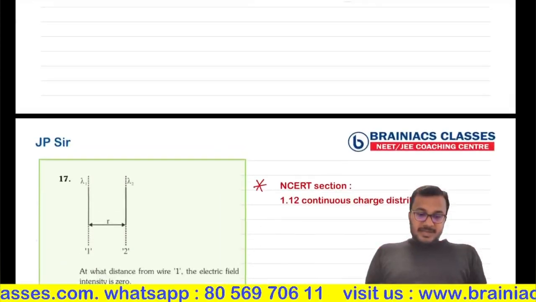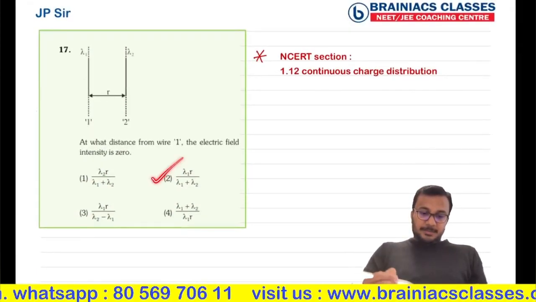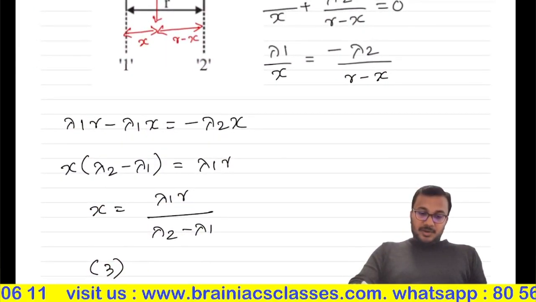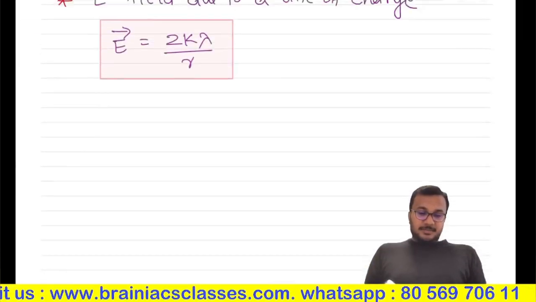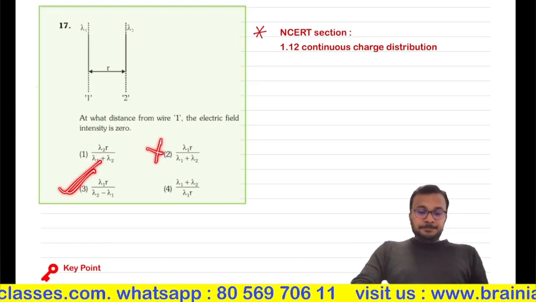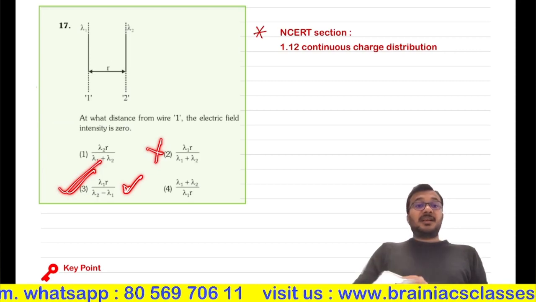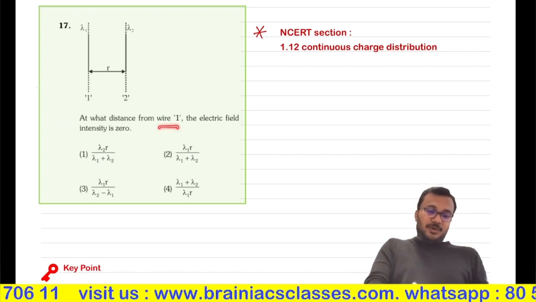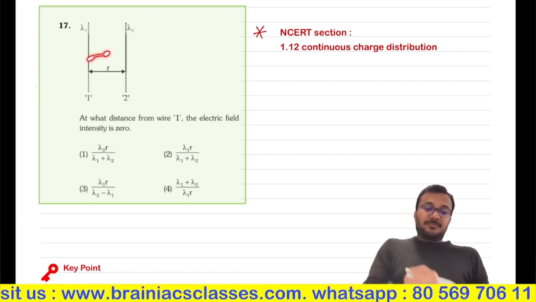So this does not match option number 2, lambda 1 r by lambda 1 plus lambda 2. We got lambda 1 r divided by lambda 2 minus lambda 1, which means option number 3 is the right answer, not 2. The question asks at what distance from wire 1 the electric field intensity is 0.